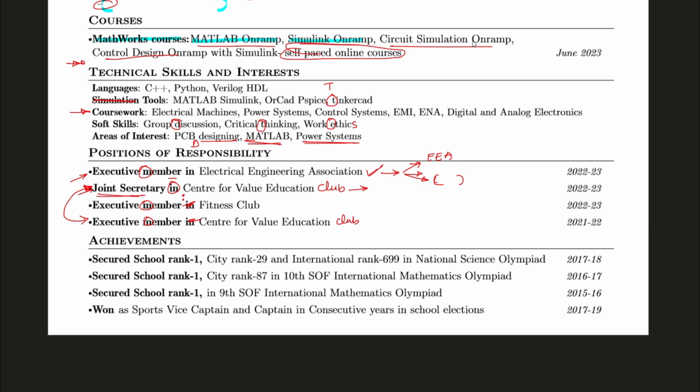Fine. Next, achievements. Secured school rank 1. 'Secured' is not needed.